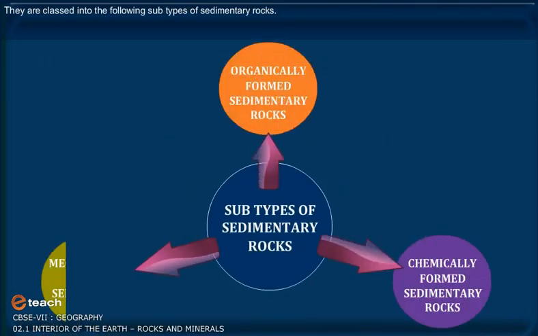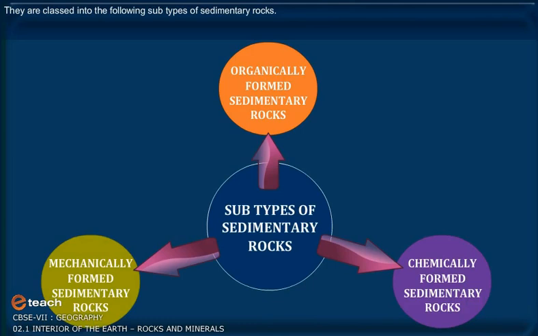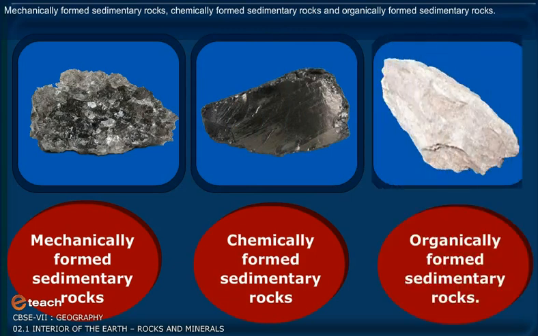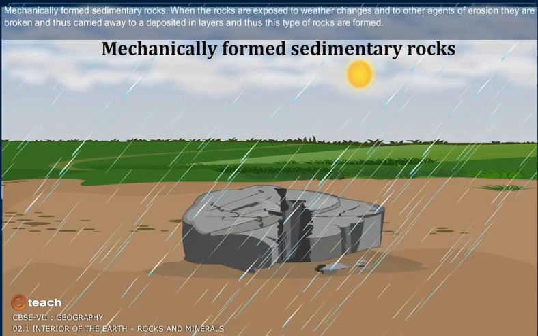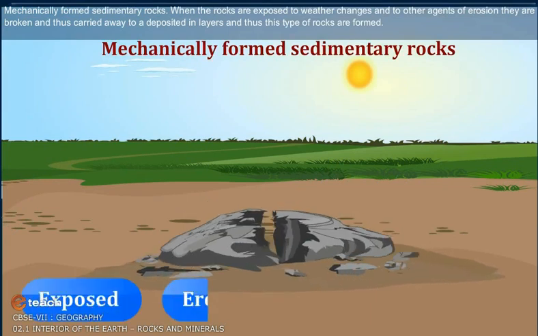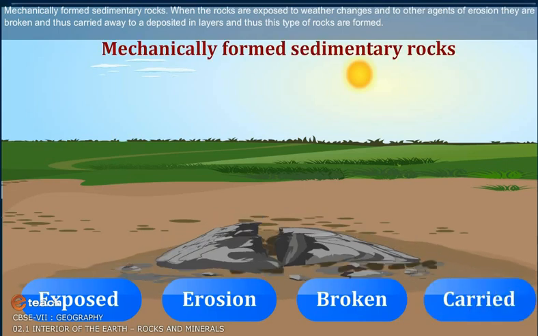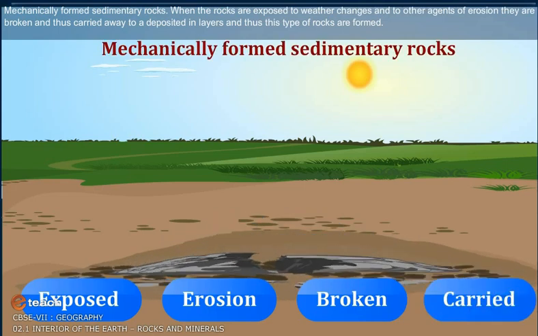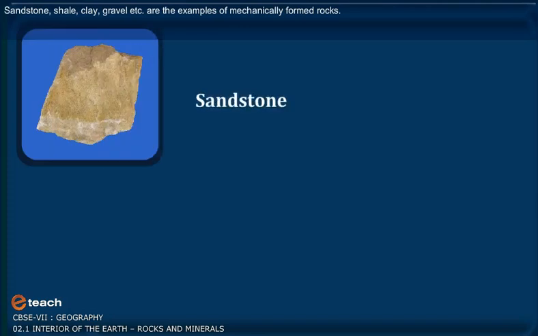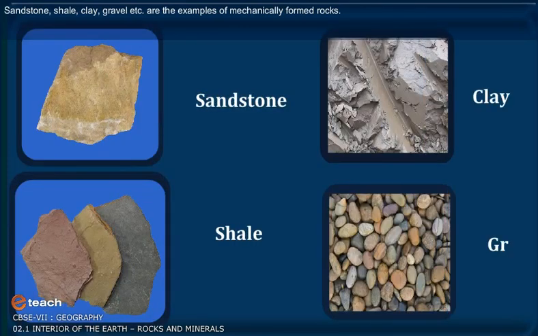They are classified into the following subtypes of sedimentary rocks: mechanically formed sedimentary rocks, chemically formed sedimentary rocks, and organically formed sedimentary rocks. Mechanically formed sedimentary rocks. When the rocks are exposed to weather changes and to other agents of erosion, they are broken and carried away and deposited in layers, and thus these types of rocks are formed. Sandstone, shale, clay, gravel, etc. are the examples of mechanically formed rocks.